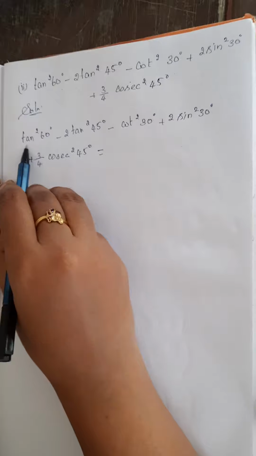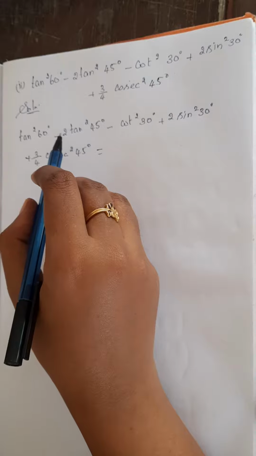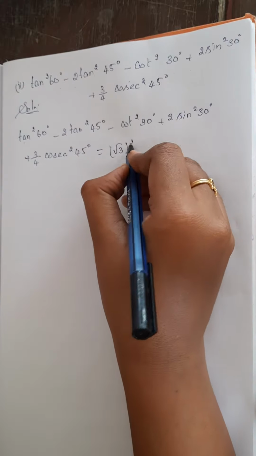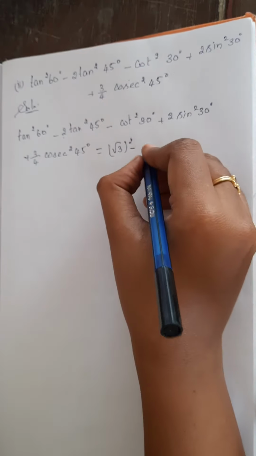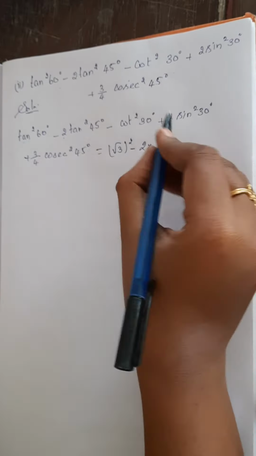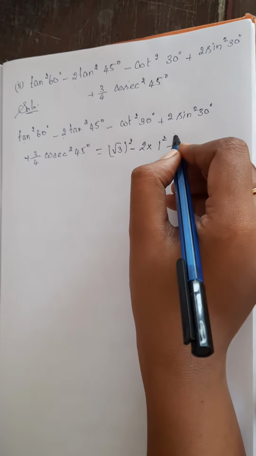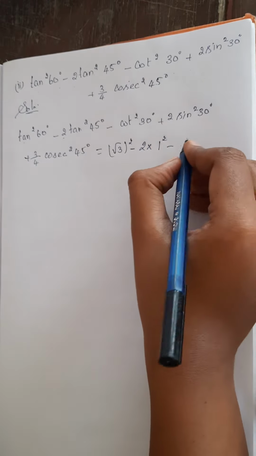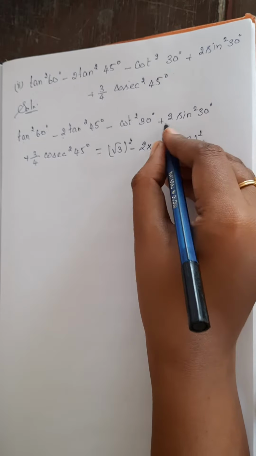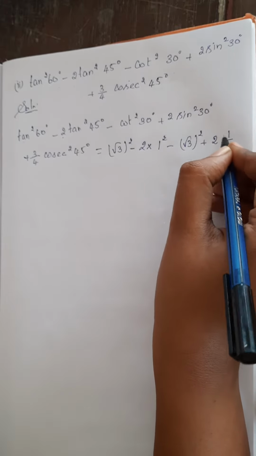That is equal to, what is the value of tan 60 degree? Tan 60 degree value is root 3. So root 3, we have square, so square minus 2 into tan square 45. Tan 45 value is 1, so that is square minus cot 30 value. Cot 30 value is root 3. You have square plus this 2. And sin 30 value is 1 by 2. 1 by 2 already you have square.